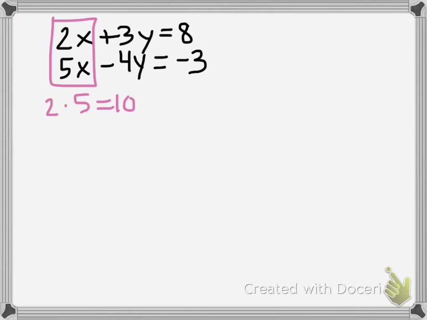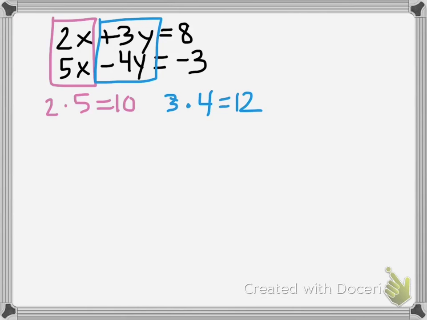My other option is to eliminate the y's. Okay, now 3 and 4 gives me 12. So I need to multiply the top equation by 4 and the bottom equation by 3. So either one is fine. In the y's, the blue ones, we do already have a negative, so that's nice. Some people might say I'd rather choose the x's because I like multiplying by 2's and 5's.